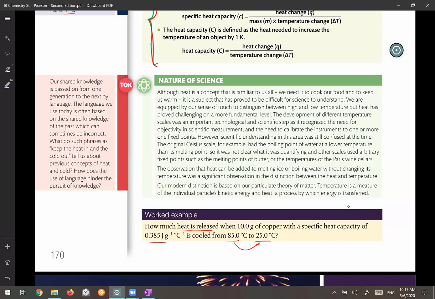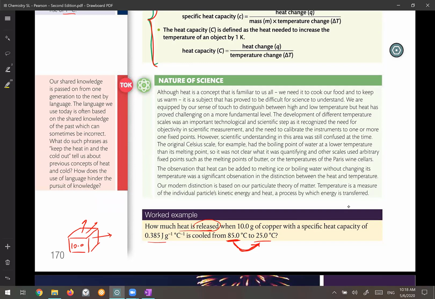So the point is that here it says how much heat is released. And how do you know the heat is released? Because the temperature of your subject is decreased from 85 to 25. So if you have a block of copper and the mass of that is 10 gram, if it loses heat energy, its temperature decreases. So is this process endothermic or exothermic?